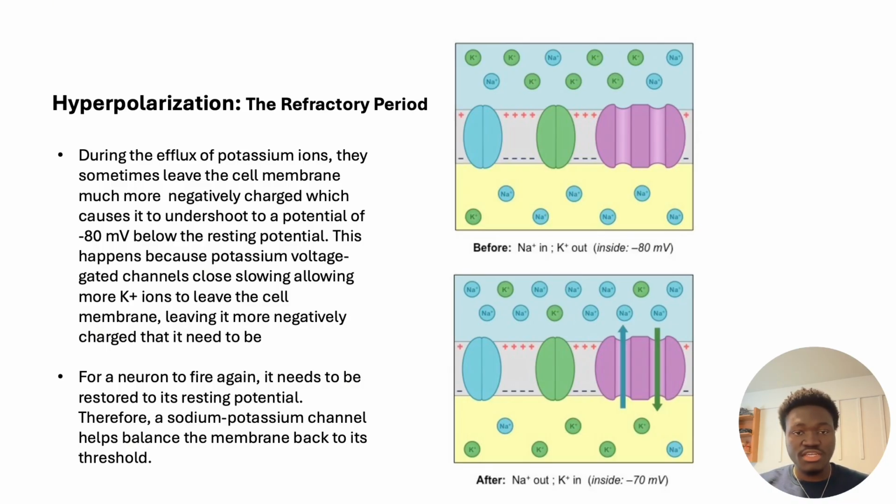The hyperpolarization process ensures that the neuron membrane is restored back to its resting potential voltage of minus 70 millivolts. For this to take place, the sodium-potassium channel opens, allowing K+ ions and Na+ ions to move into the cell membrane to balance out the excessive negative charge, therefore restoring the resting potential.